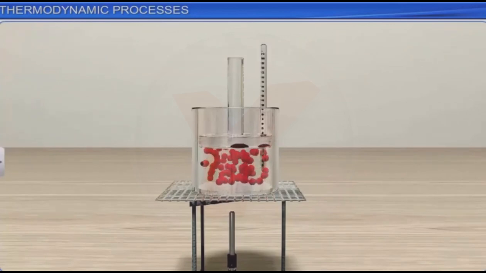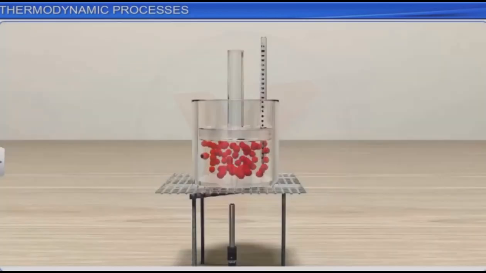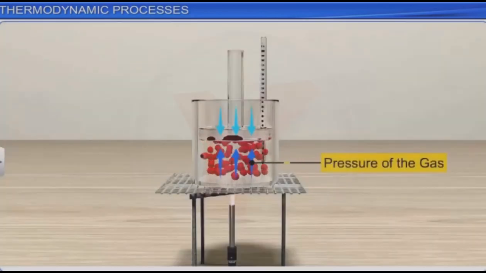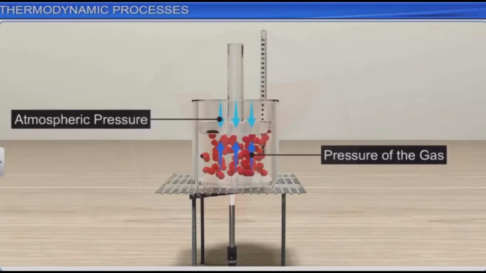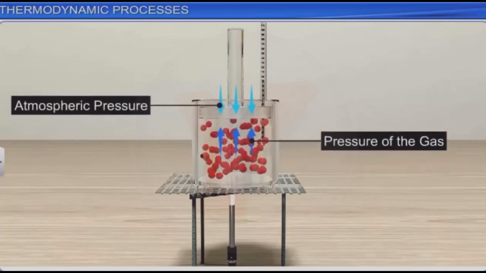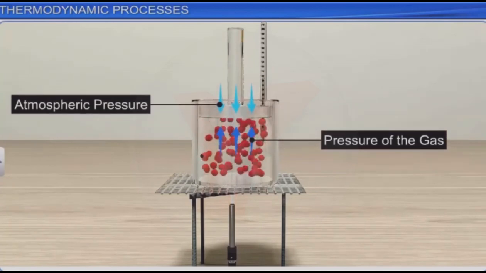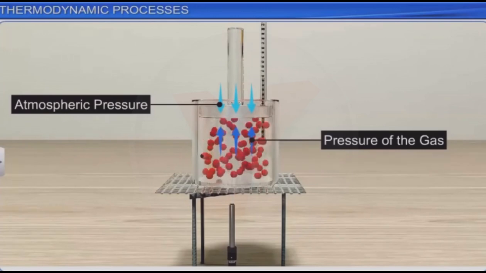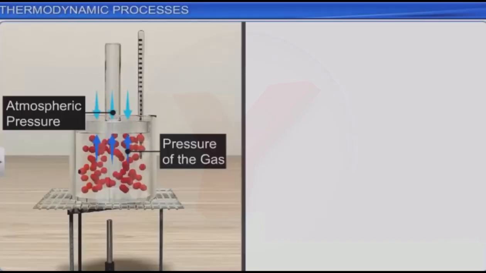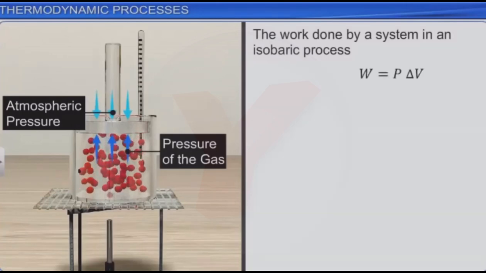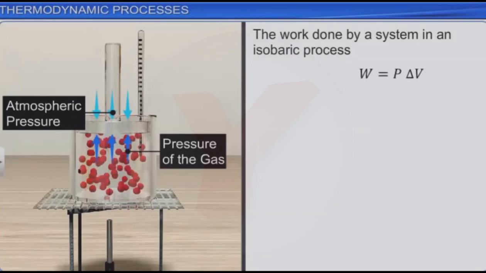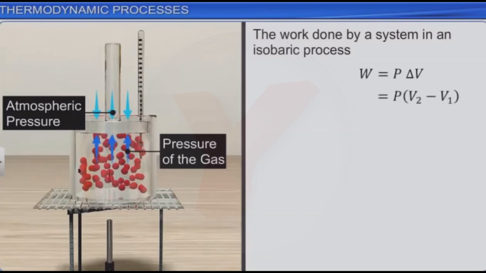Since the piston is light, at any point in time during the expansion, the pressure of the gas in the container is equal to the atmospheric pressure. In this case, a part of the heat absorbed is used to increase the internal energy of the system, and the remaining heat is used to do work. The work done by a system in an isobaric process is W = PΔV, which is equal to P(V2 − V1).